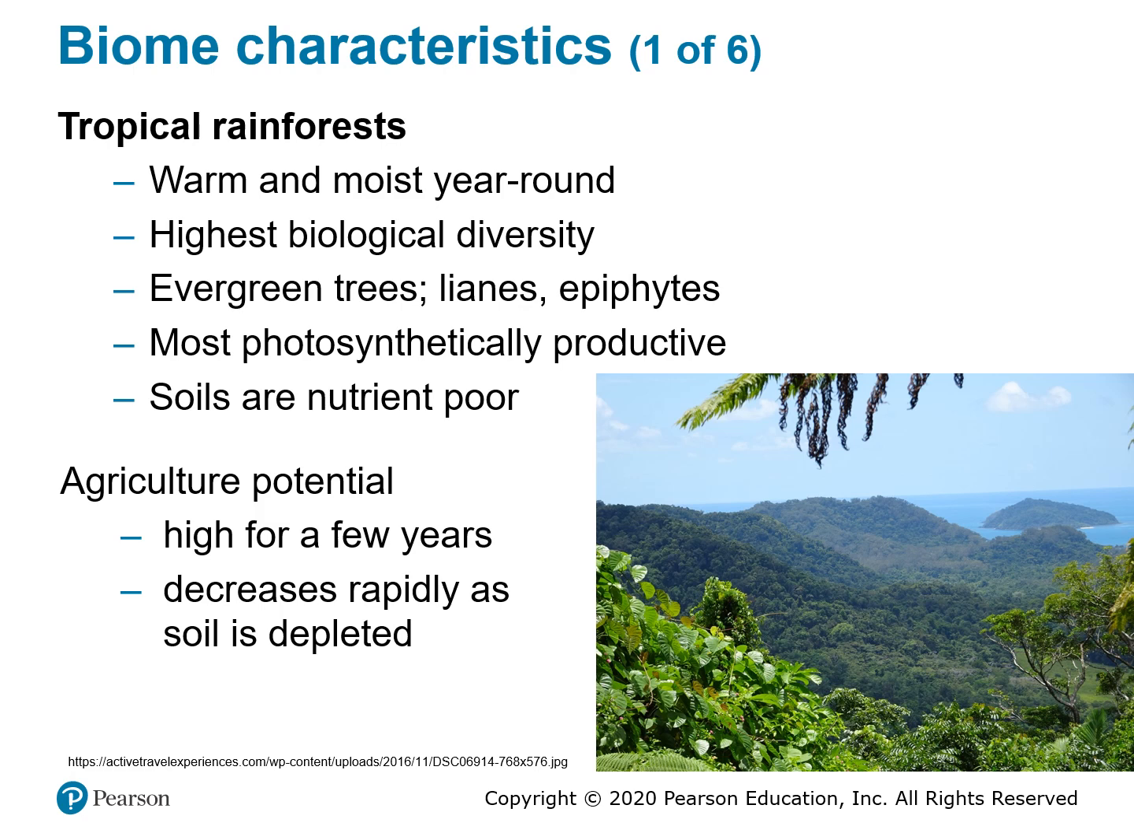Of all biomes, tropical rainforests are the most photosynthetically productive. However, the soils are nutrient poor. The agricultural potential is high, but only for a few years, and the productivity decreases rapidly as the soil is depleted. And a good example is what we've been seeing on the television recently regarding the deforestation in the Amazon forests.